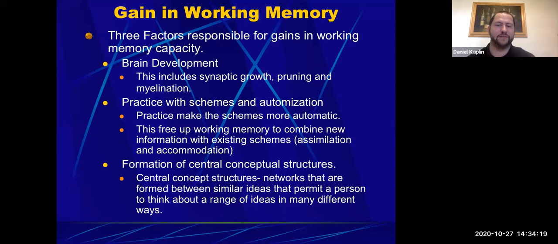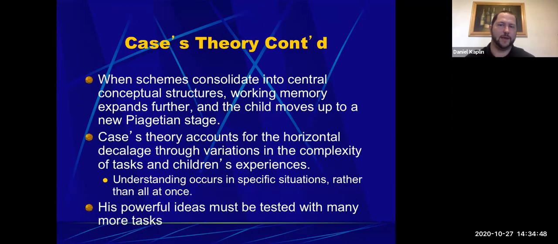And then we also have central concept structures, which are networks that are formed between similar ideas. So we start to categorize and we start to look at things through different categories and identify things as either similar ideas or dissimilar ideas. And the more we can categorize, the easier it is to think about things with convergent and divergent thinking.